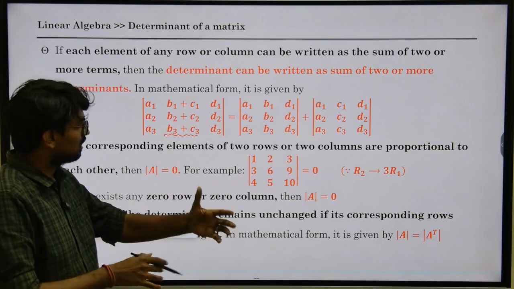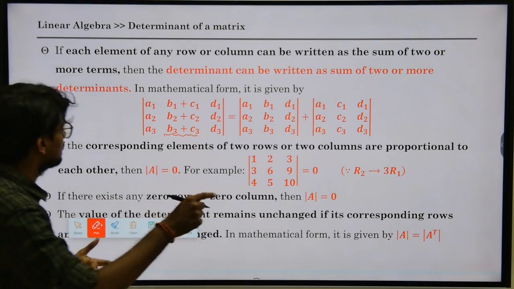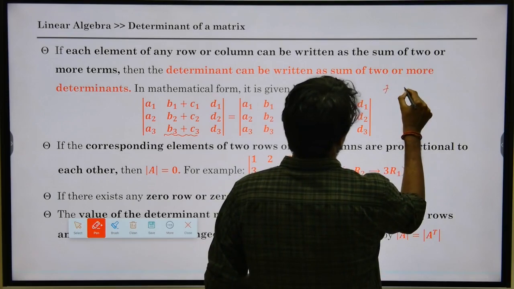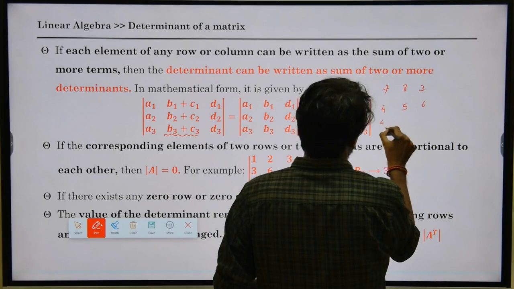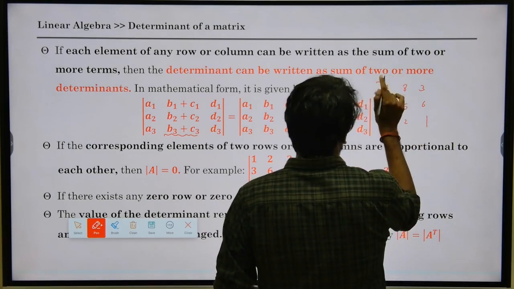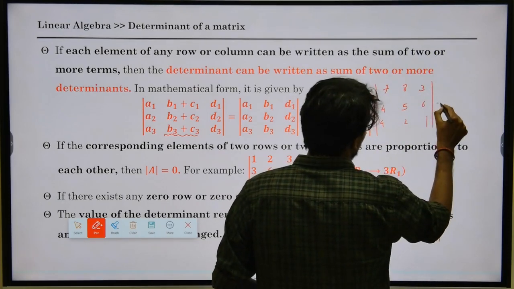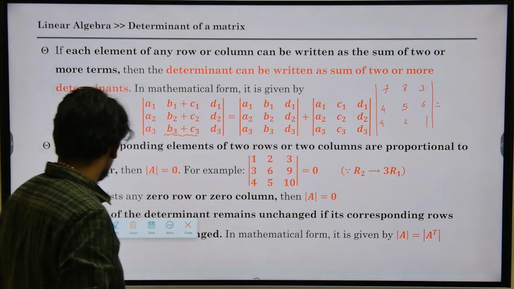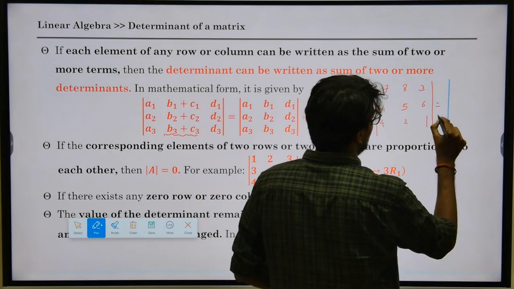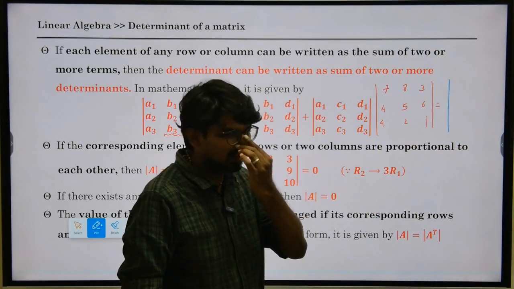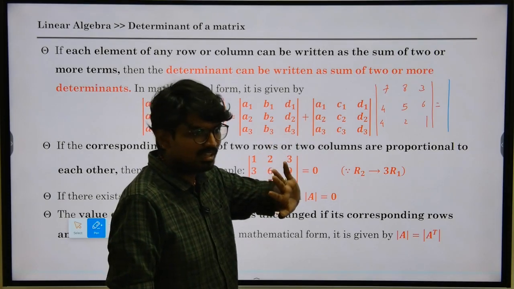Okay, a single row. There is no example, so I will give one. For example, 7, 8, 3, 4, 5, 6, 4 to 1. This is a determinant, not a matrix. I can split it by any row or any column, your wish. For example, I am taking the second column, but you can take any column or any row. It is your wish.